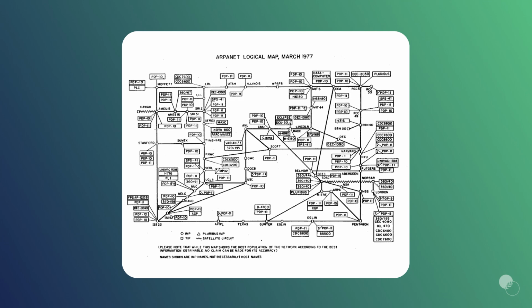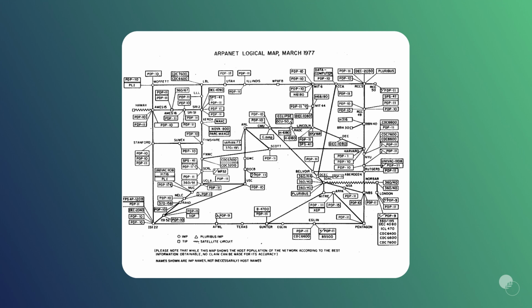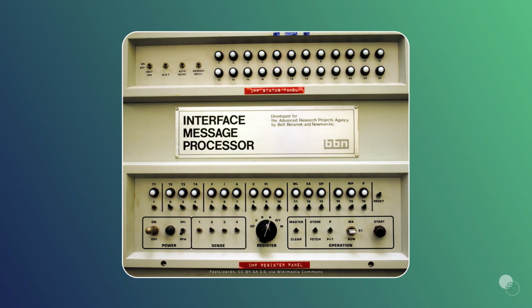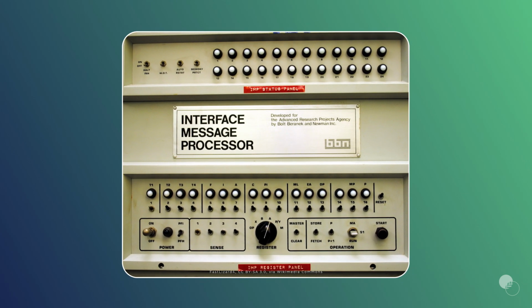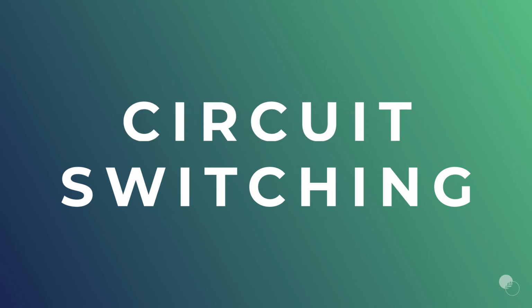Now, if we begin to dig into the processes that made this possible, we get into some really fascinating stuff, which is still the backbone of the internet today. And the first of these processes was called packet switching. To explain packet switching, we first need to talk about circuit switching.